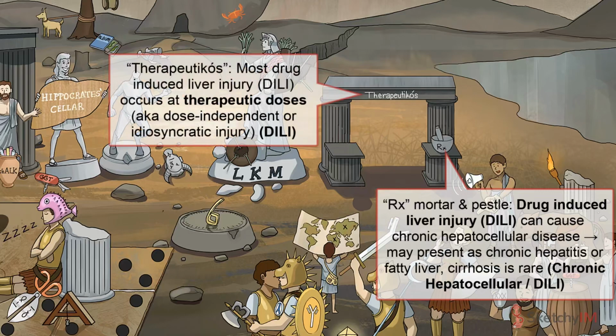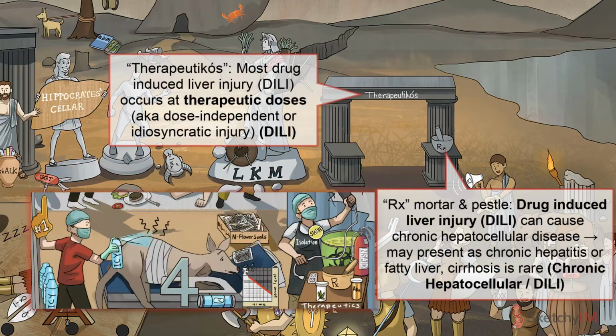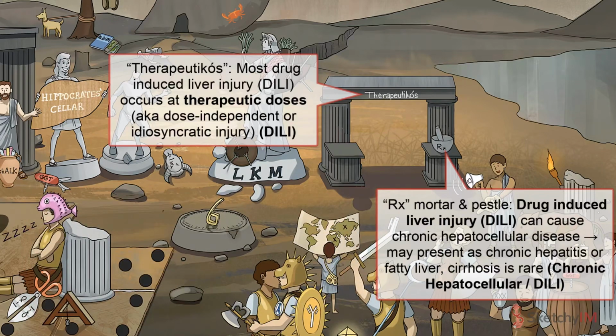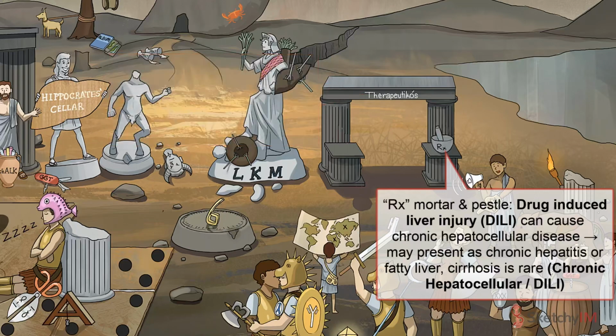This is sometimes referred to as dose-independent or idiosyncratic injury. If you watched our acute liver video, you'll recall that there was one exception in that setting, acetaminophen, which causes liver injury only in overdose. But here in the chronic world, acetaminophen doesn't play much of a role, and most drug-induced liver injury occurs at therapeutic doses. Drug-induced liver injury is categorized by the type of liver disease it resembles.